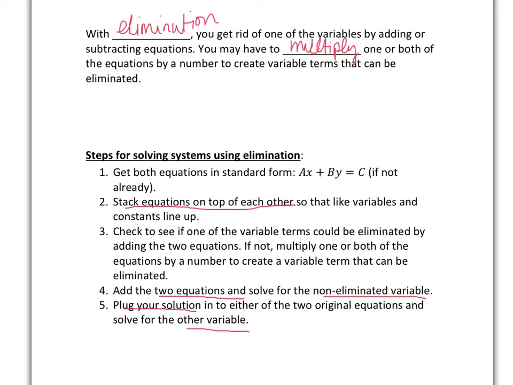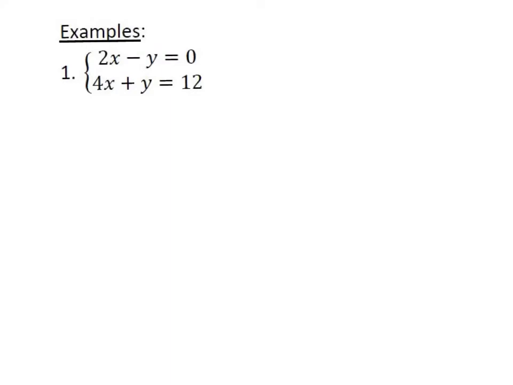Okay, so let's see how this works by working an example. Example 1, we want to first make sure that both equations are in standard form. If you look at this, we've got our x's, then our y's, and then the equals and a constant. So it is in standard form, so we can go ahead and see if we can eliminate a variable. Step 2 says, let's see if we can eliminate the variable.